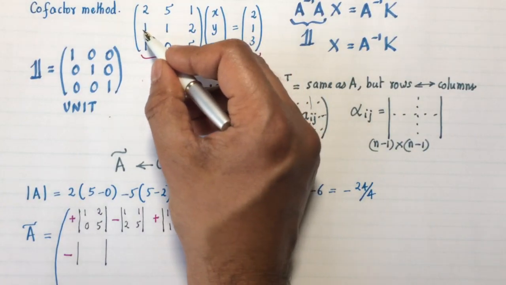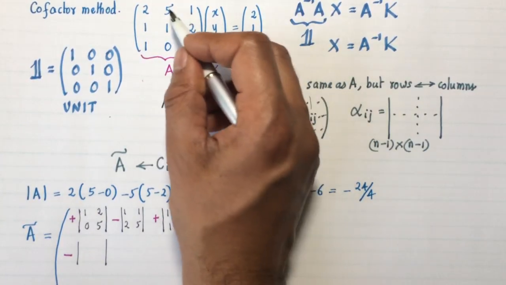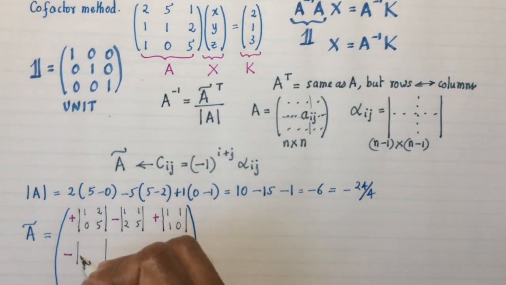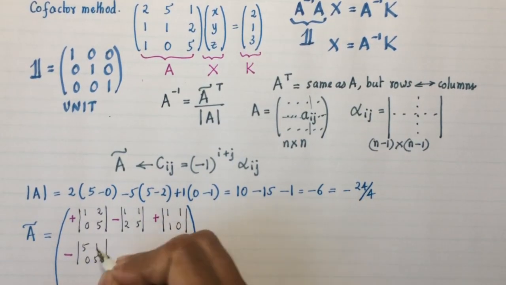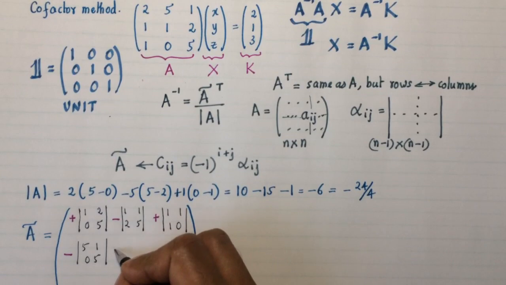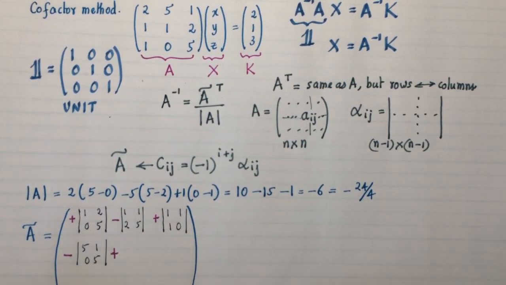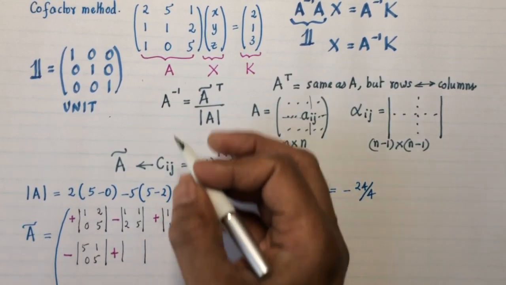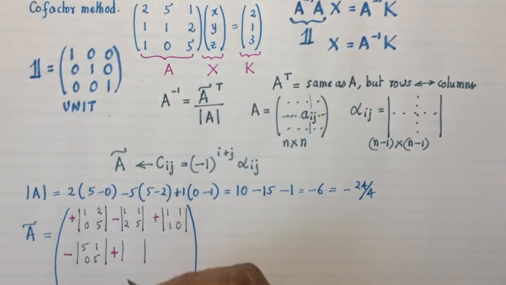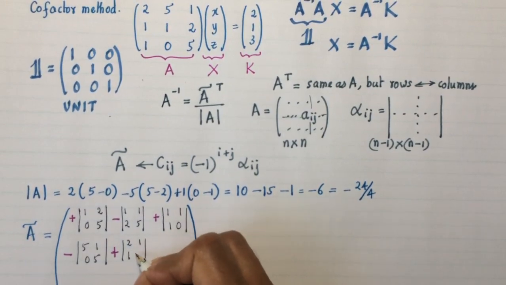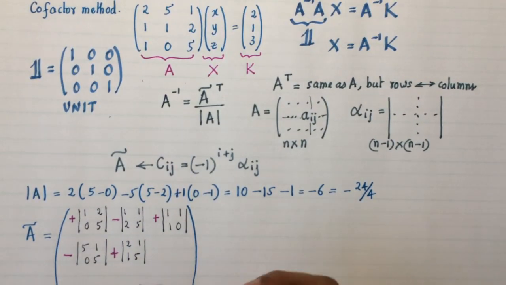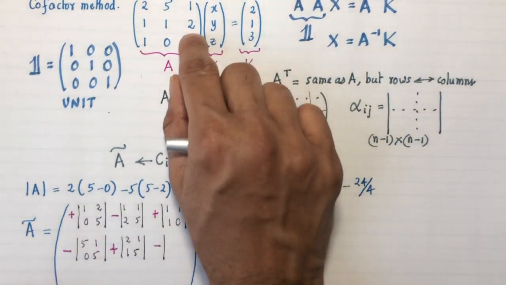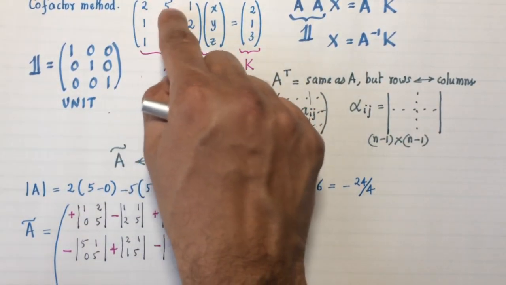The cofactor of minus 1, well, this gets destroyed, this gets destroyed, is 5105. Then I get a plus, because that's minus 1 to the power 2 plus 2. This element is 2115. And then I have a minus. That gets killed, 2510.